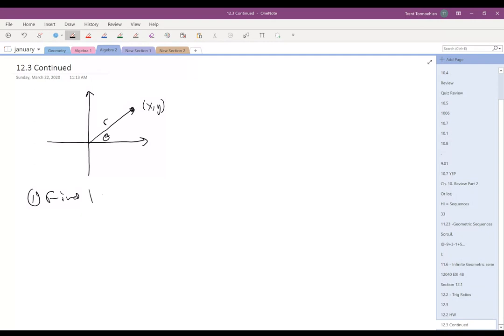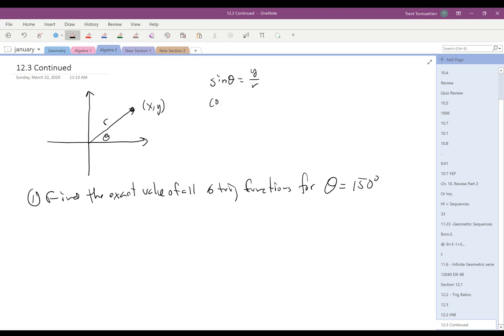Find the exact value of all 6 trig functions for theta equal to 150 degrees. Now, before we start that, remember what our definitions were. Sine of theta is y over r. Cosine theta is x over r. Tangent of theta is y over x. And then we do the reciprocals. So cosecant of theta equals r over y. Secant of theta is r over x. And cotangent of theta equals x over y.